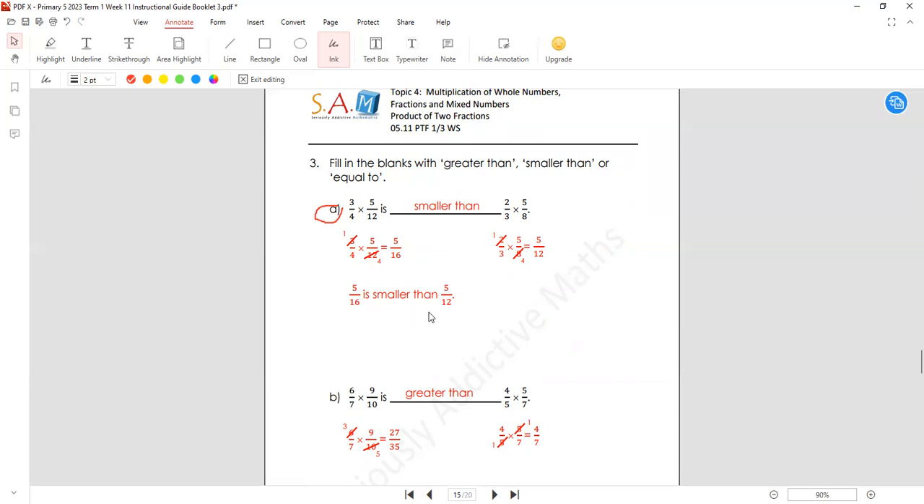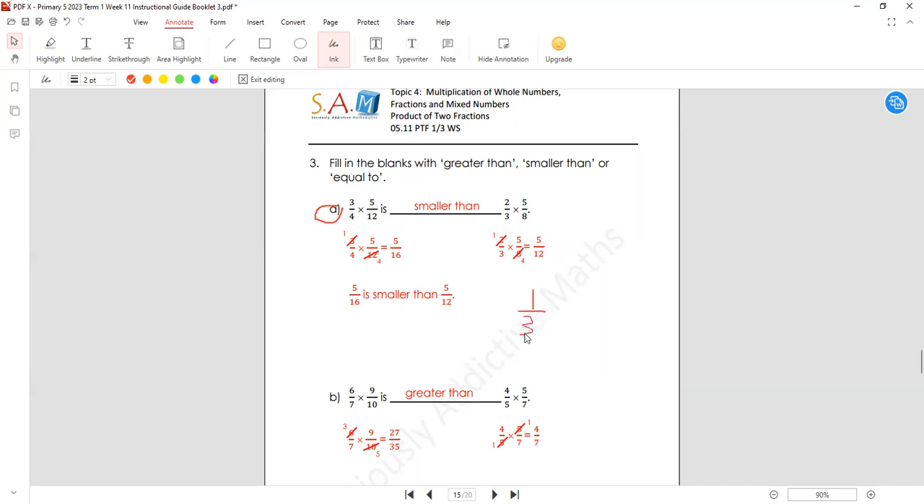Now for this comparison, we need to do a quick recap. How do we do a comparison? If the numerator is the same, we compare the denominator. The bigger the denominator is, the smaller the fraction. If the denominator is the same, then compare the numerator. The smaller it is, the smaller the fraction.